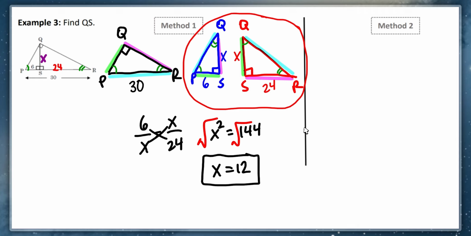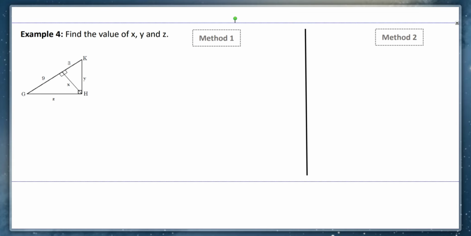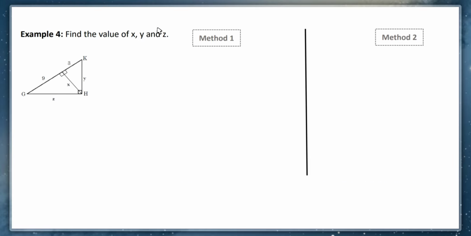Okay? So really, we're not doing anything crazy different than the previous chapter. Now we're just looking at these 3 triangles at a time, right? It's our job to identify which 2 triangles we're using, but the setup, the cross multiplication remains the same. So we'll finish up by looking at one last example here. Looking at example 4, it says find the value of X, Y, and Z.